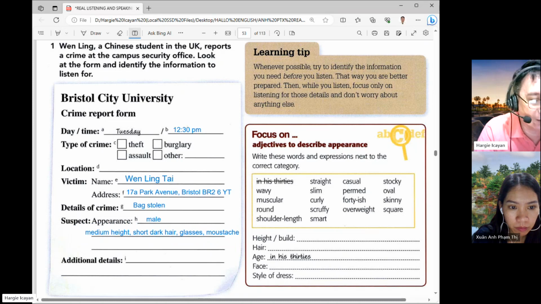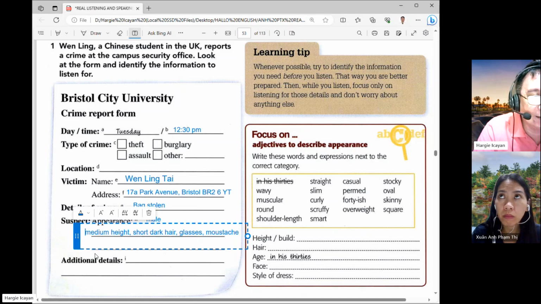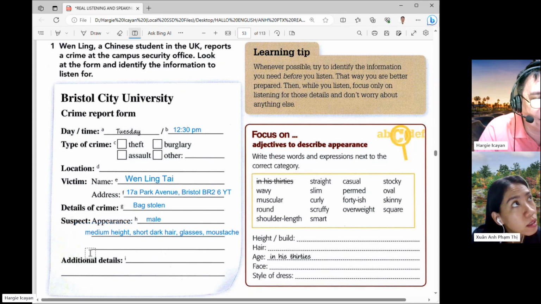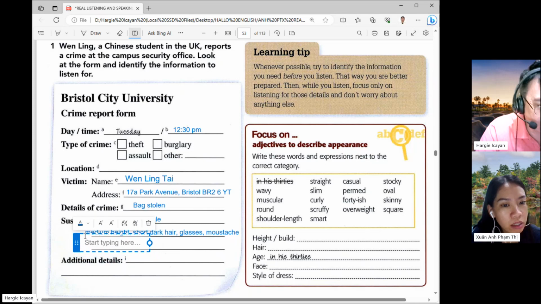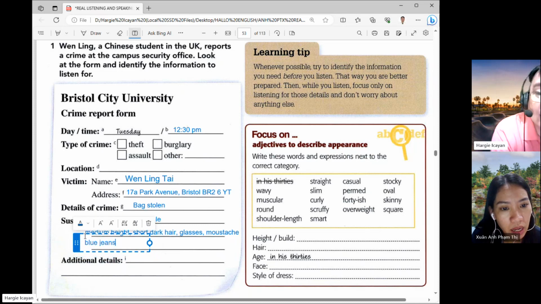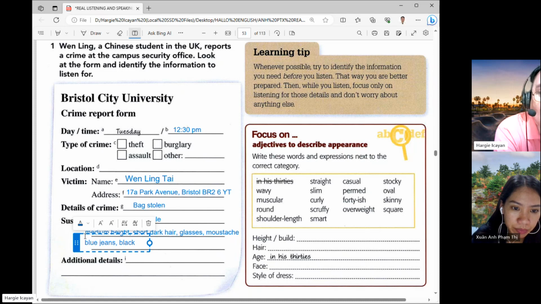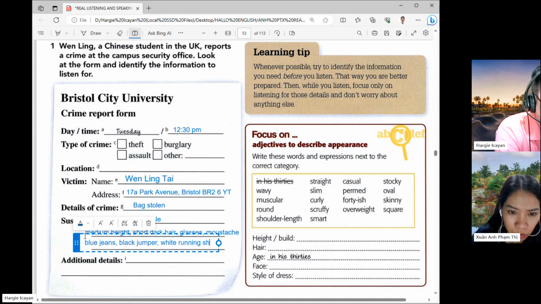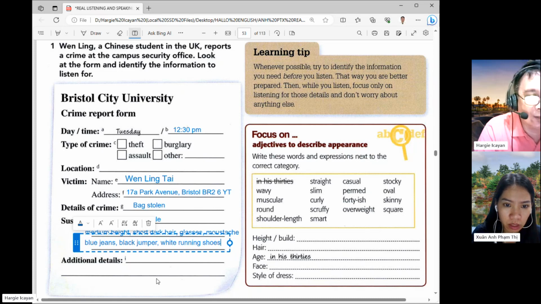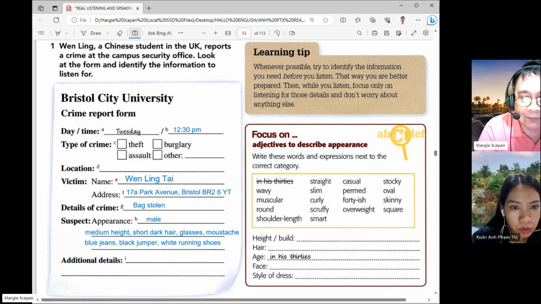Right, and what was he wearing? Blue jeans and a black jumper, I think, and white running shoes. So what was he wearing? Blue jeans and black... okay, I forgot. So blue jeans, okay, black jumper. A jumper. Yeah, it's a jumper. Black jumper and white running shoes. Okay, next, let's try to continue.